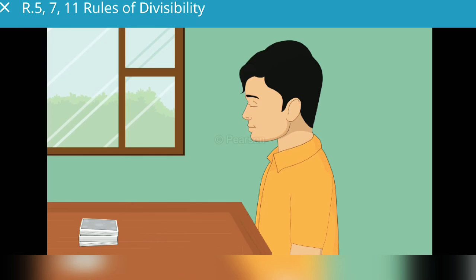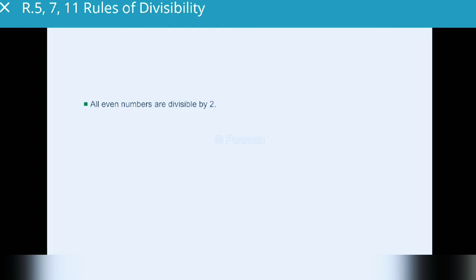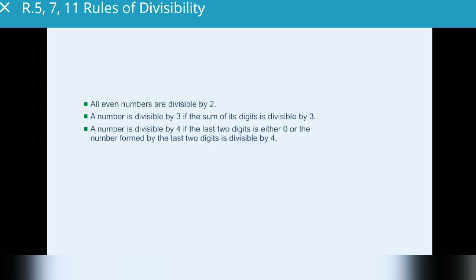Jack is now aware of the rules of divisibility. All even numbers are divisible by 2. A number is divisible by 3 if the sum of its digits is divisible by 3. A number is divisible by 4 if the last two digits are either 0 or the number formed by the last two digits is divisible by 4.